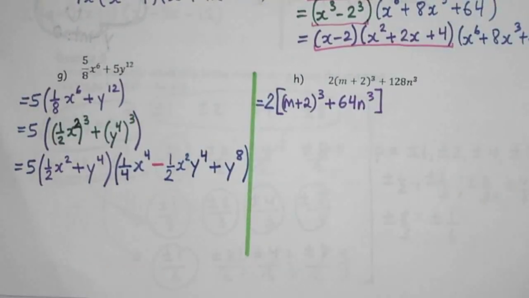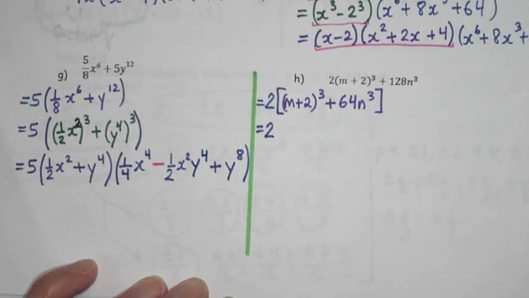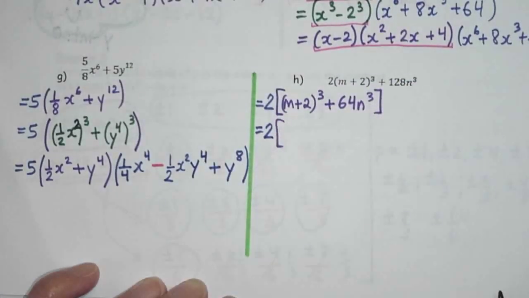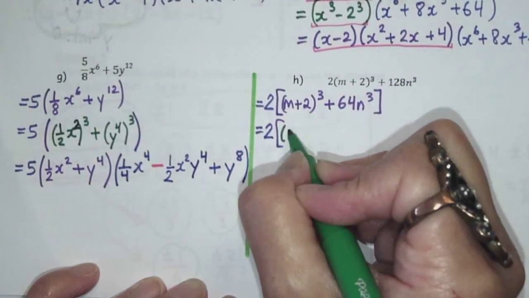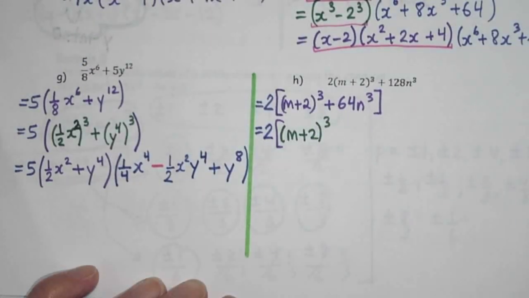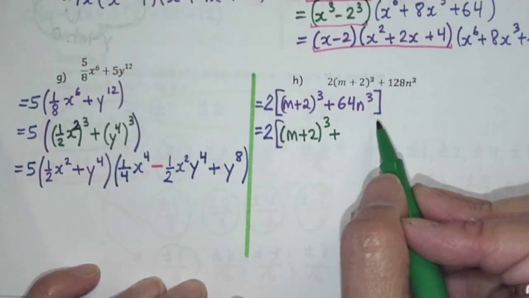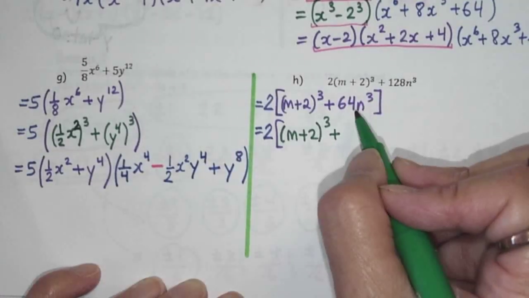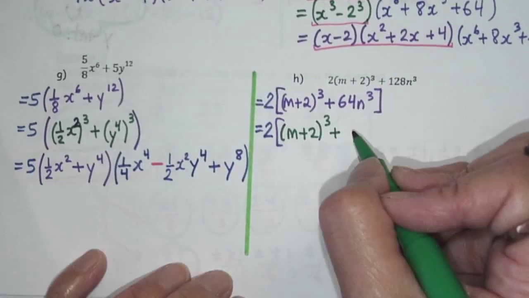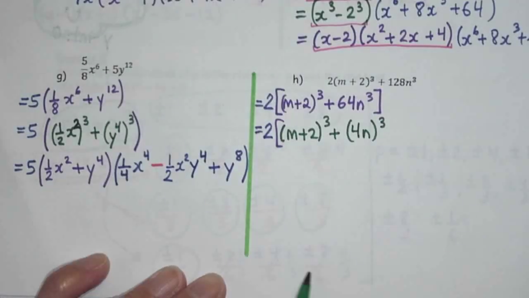Going to rewrite it. Again, I like this step, but you don't have to. I just like it because it helps me center what my base is. So this already is cubed, that's already in cube form there. Plus this. I need the whole thing cubed. So that would be 64. The third root of 64 is 4. So this is 4n all cubed.